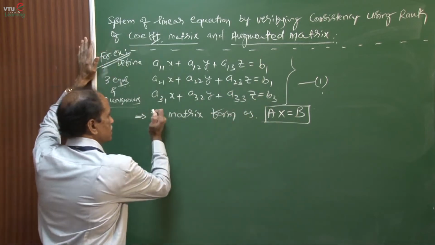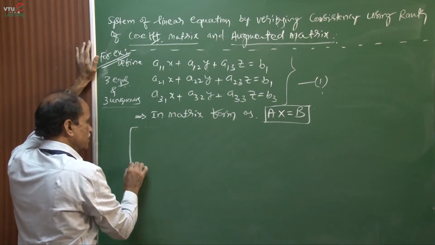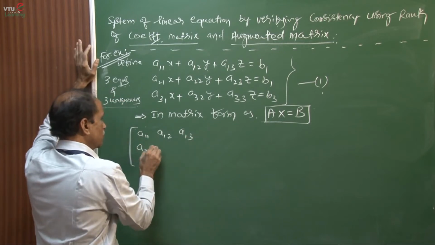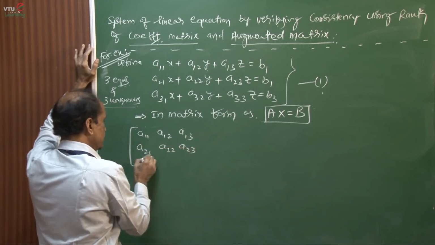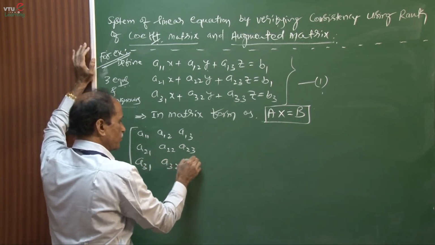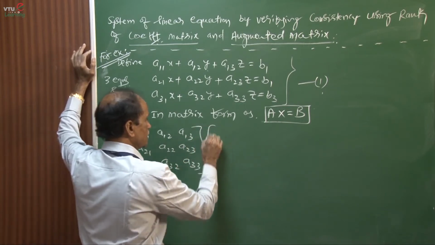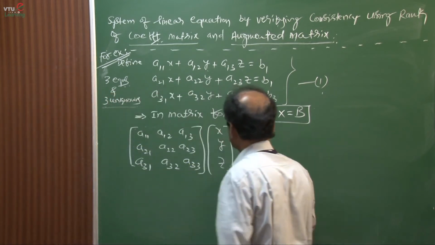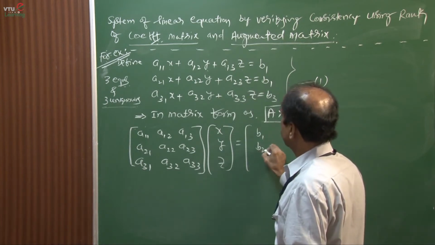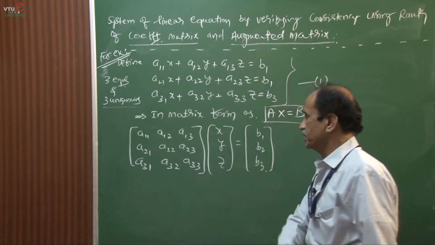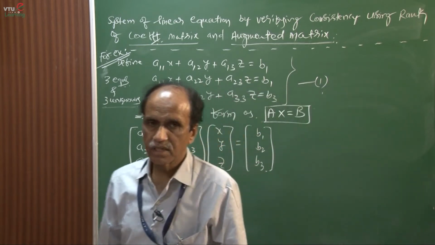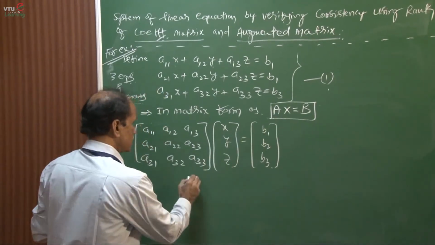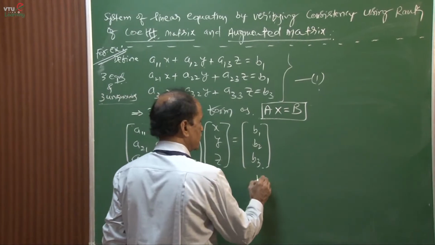Now, I shall write this in the matrix form with notations, that is A11, A12, A13, A21, A22, A23, A31, A32 and A33 multiplied to X, Y and Z equal to B1, B2 and B3. This is the matrix equation. When this is the matrix equation in the form of Ax equal to B, this is A, this is X and this is B.